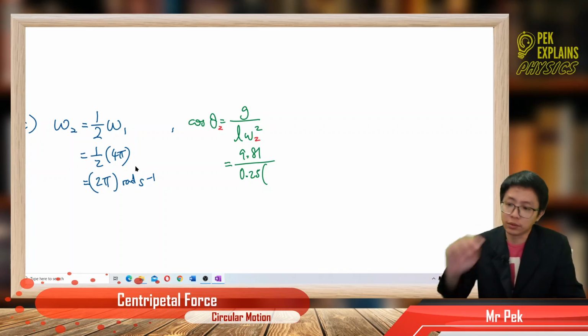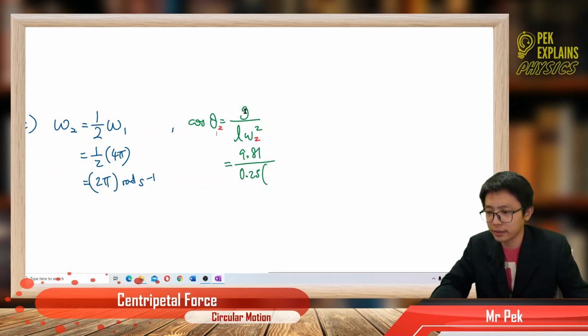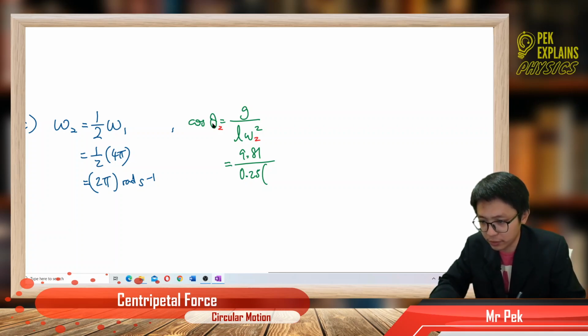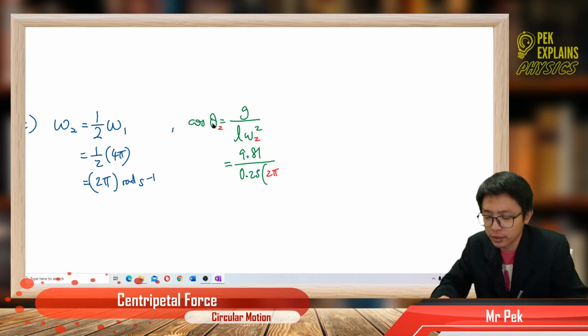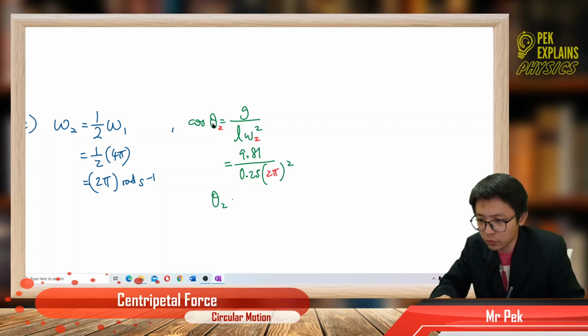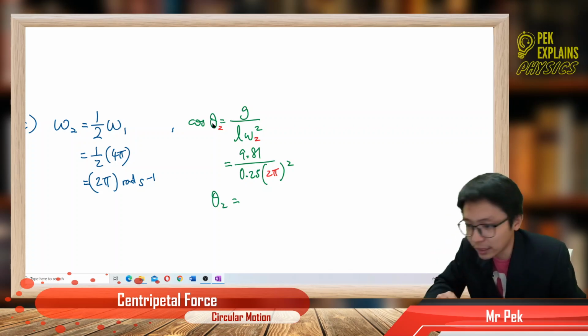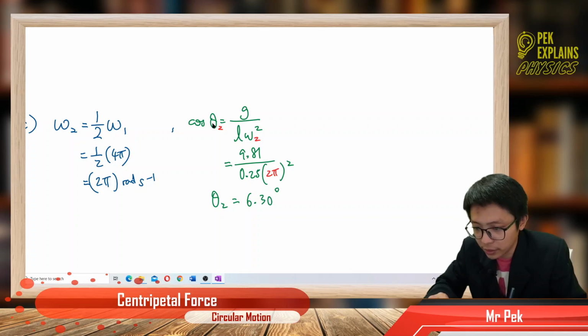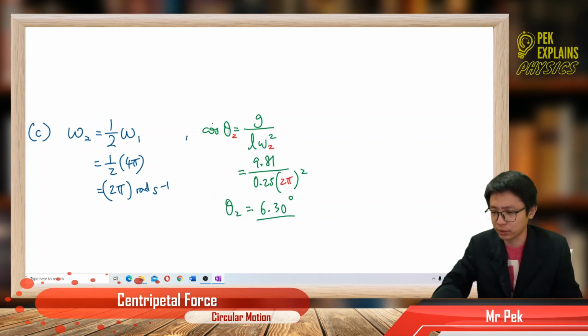This one also becomes theta 2. All the others like G and L are always constant. Only the omega changes because the speed becomes half, so the theta also changes. So we want to find a new value. This is 2 pi as we calculated just now. So our theta 2 now equals 6.30 degree. This is our new theta 2.